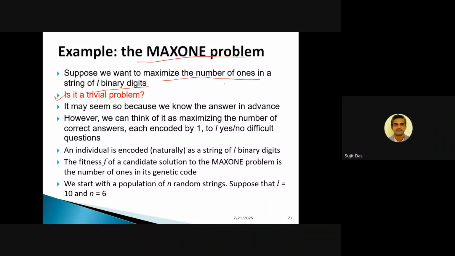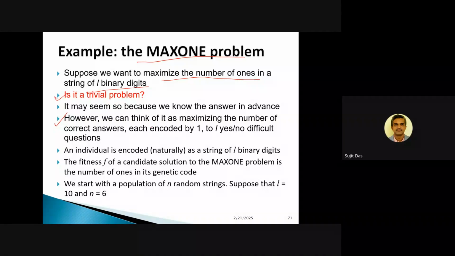So you have a string of binary digits, that means a string of zeros and ones. What is your objective? Your objective is to maximize the number of ones. You may feel, sir, it is too easy, why apply a genetic algorithm to do that? Yes, we are applying genetic algorithms to see how the genetic algorithm works according to our knowledge.